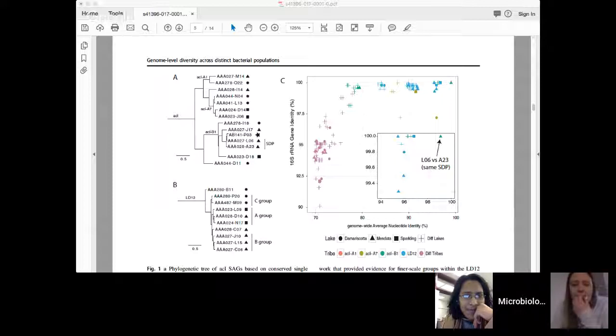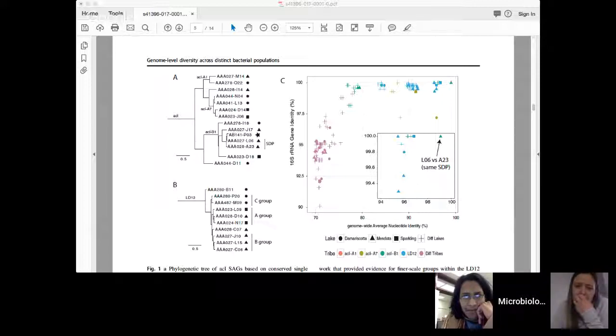The point they made with this one was that if you compare, so this was a little confusing to me, because it's basically a pairwise comparison that they then plot as a point. So it's a single cell genome compared to a single cell genome as a pair. They calculate the genome-wide average nucleotide identity of the pair. They calculate the 16S ribosomal RNA gene identity of the pair, and then they stick a point on the plot to reflect that. And then they color code all the points.